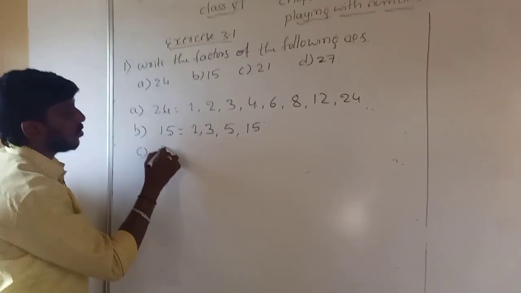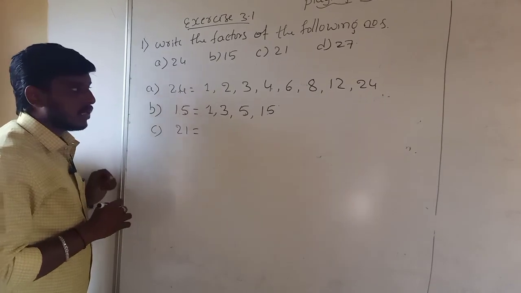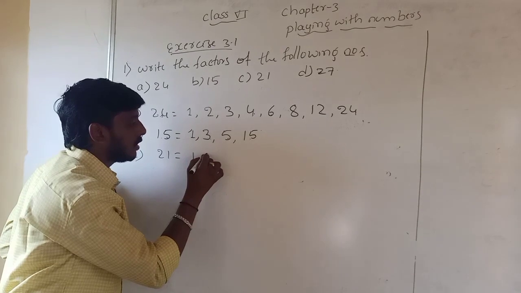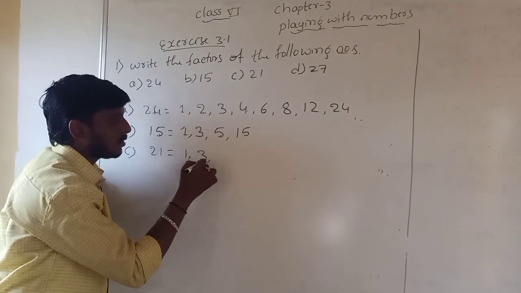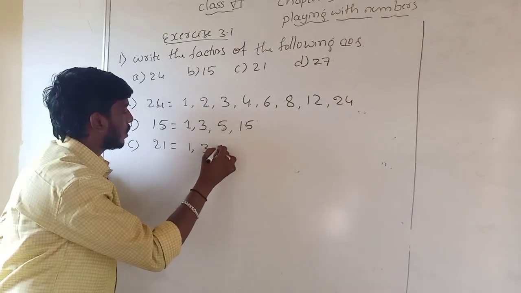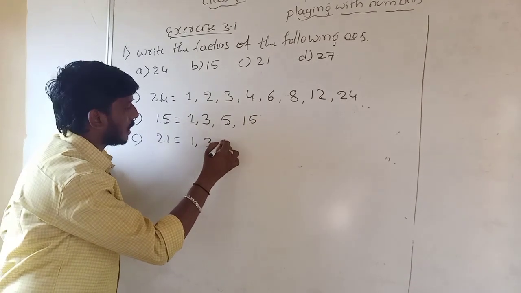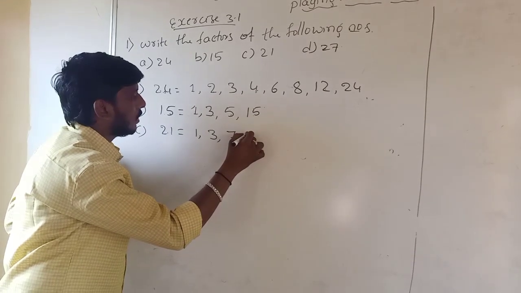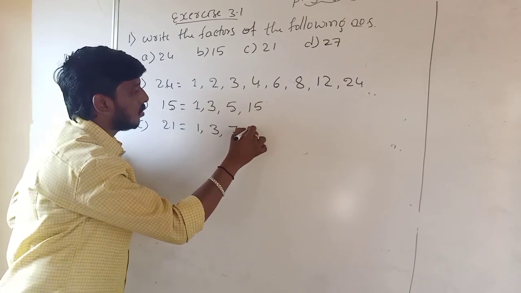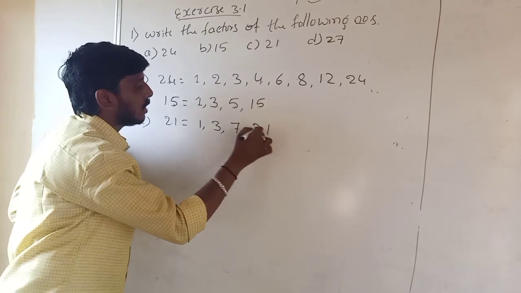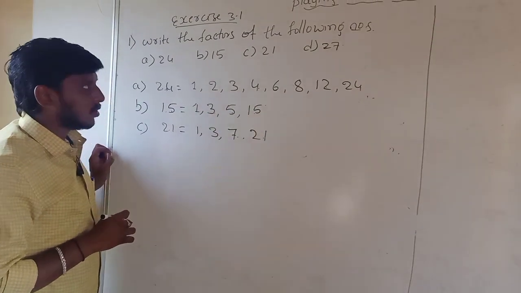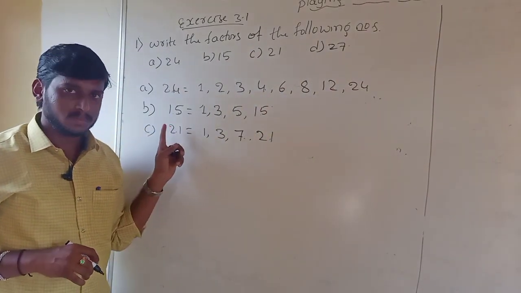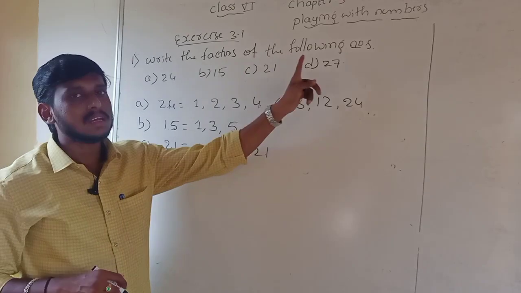C. 21. So what are the factors of 21? 21 comes in which tables? First one, 2 is not a factor, 3 sevens are 21. Next, 4 will not come, 5 will not come, 6, 7 threes are 21. Next, 8, 9, 10, 11 will not come, 12 will not come. So directly I will go for 21 as a factor. Okay. So I already told you, if you are perfect in the tables, then only you will understand this concept properly. Otherwise, you will get confused.